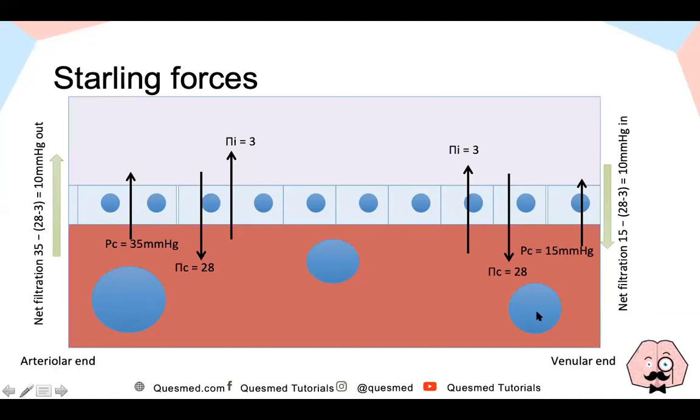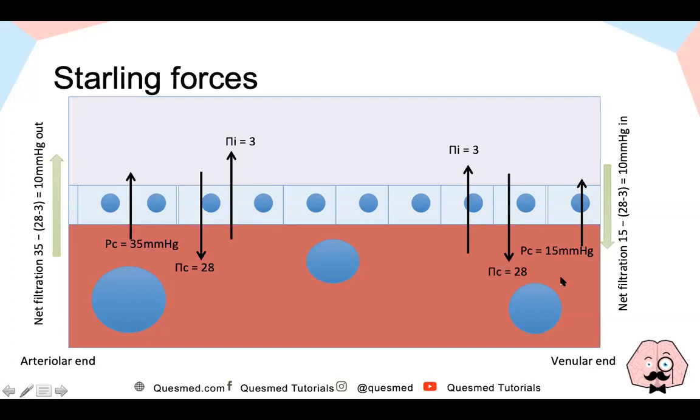As we move along the capillary, the pressure within the capillary reduces. That's because all of this fluid is getting pushed out. And also we don't have very much to work against. The veins, as we've discussed before, are very low pressure systems. So the pressure at the venule is probably somewhere around 15 millimeters of mercury. The oncotic pressure remains about the same. And so our net filtration at the end of the capillary is about 10 millimeters of mercury in.